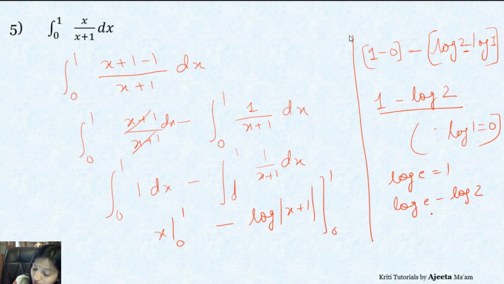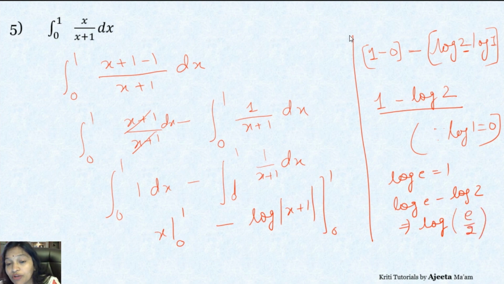Now these type of things are important. See, if you leave the answer as 1 minus log 2 in the exam, marks will not be deducted, but in MCQs these things help, because in MCQs they don't give the option 1 minus log 2, they will give you the option, suppose, log e by 2. So you should not get confused, are we doing something wrong, where are you going to get e from? So here log e by 2 will be your answer.